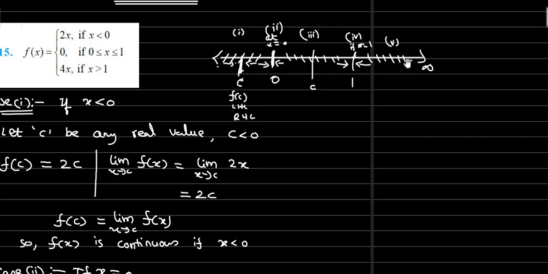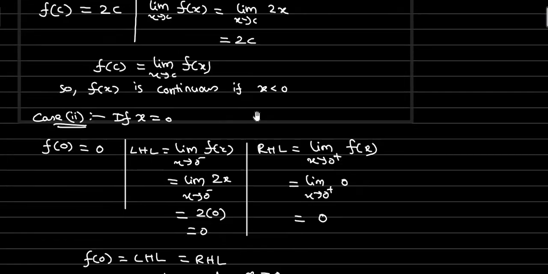Okay, next case we have to check for if x is greater than 1. So greater than 1, again infinite values we have, no. So we can have a common name as c. Let c be any real value, at the same time c is greater than 1. Now f of c value we need, left hand limit of c, right hand limit of c is required to check the continuity. And if it is greater than 1, by default what function we have? 4x only we have.